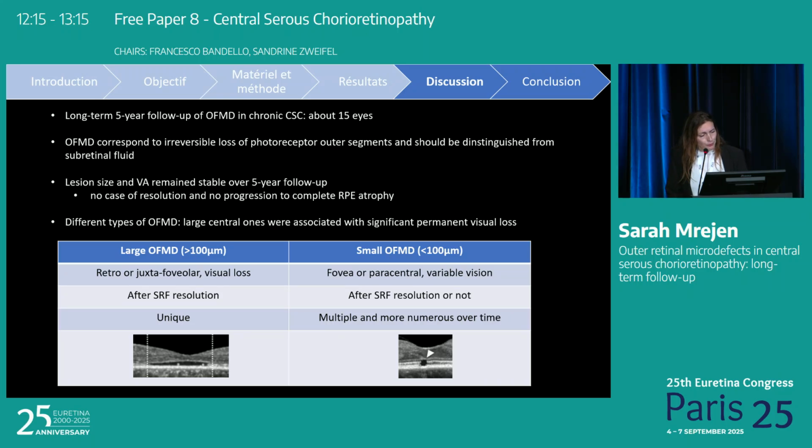So to summarize, this is a long-term 5-year follow-up of OFMD in chronic CSC, about 15 eyes. They correspond to irreversible loss of photoreceptor outer segments and should be distinguished from subretinal fluid. The lesion size and visual acuity remained stable over time, and there was no case of resolution and no case of progression to complete RPE atrophy with confluent hypoautofluorescence in these cases. And there are different ones. They probably should not be mixed together.